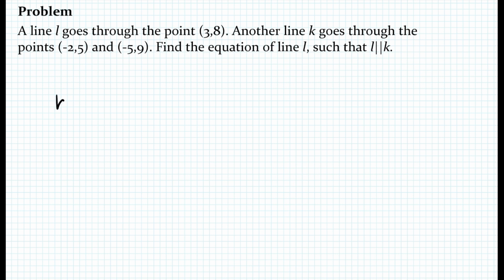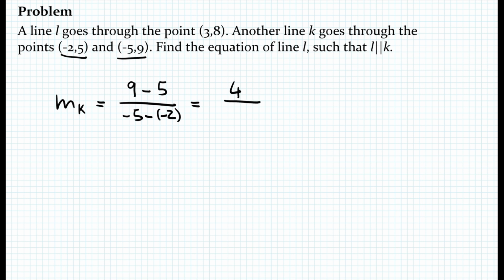Okay, so let's find the slope, m, of line K in this case, okay? So the slope is established by these two points over here. So we're going to say that it's 9 minus 5 divided by -5 minus -2, okay? So that means that here we have 4 in the numerator. And in the denominator, we're going to have -5 plus 2, okay? So we end up with 4 over -3. So that means that m of K, or the slope of line K, is going to be -4/3.